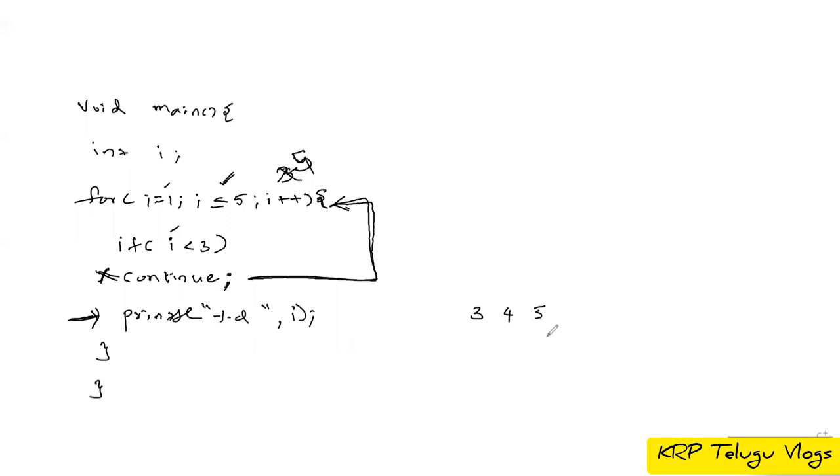So now you tell me, what is continue? Continue is used to take the control back to the loop. Is that clear? Yes, sir. Okay, note this down.